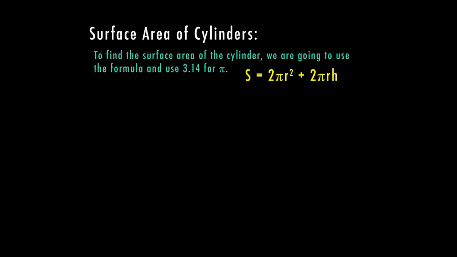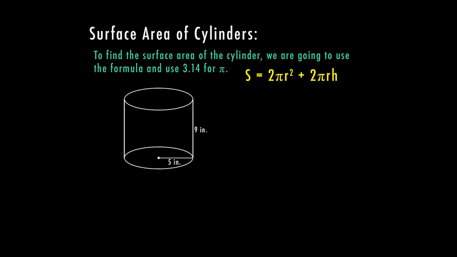So we're going to use 3.14 for pi. Here's our cylinder. So we're just going to plug in the numbers into our formula and then solve. So first we have the area of the circle. S equals 2 times pi r squared. So our radius is 5. Pi, we're using 3.14. So this is the area of the circular base times 2. Then we're going to add 2 times pi times the radius, which was 5, times your height, which is 9. So this is the circumference of your circle times your height.